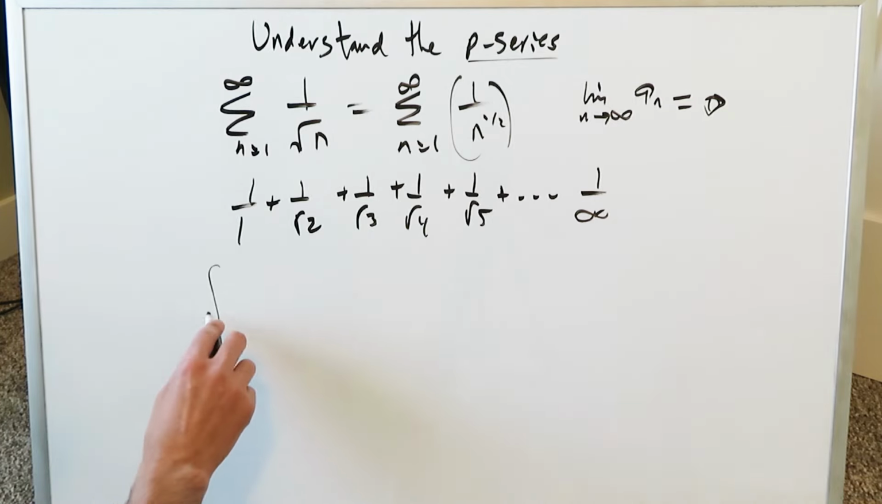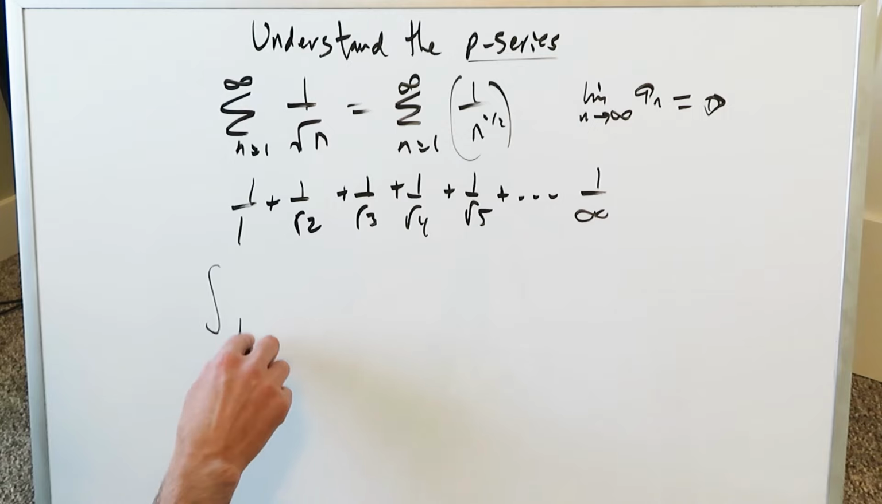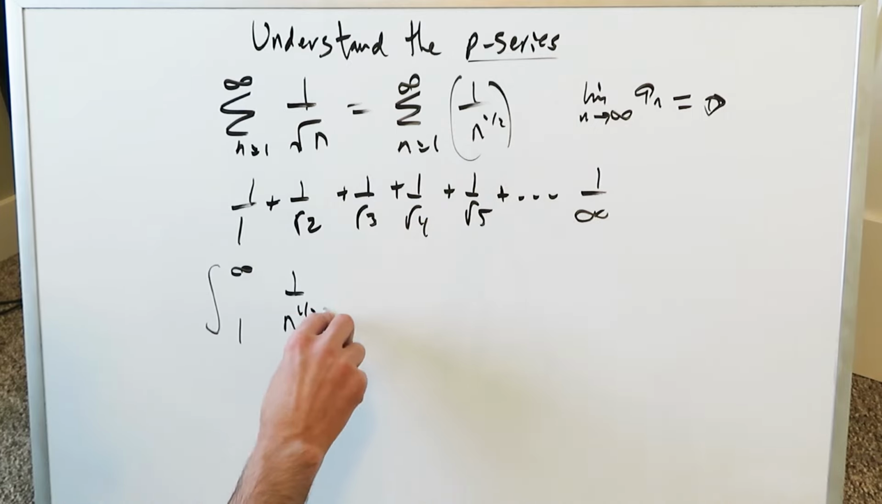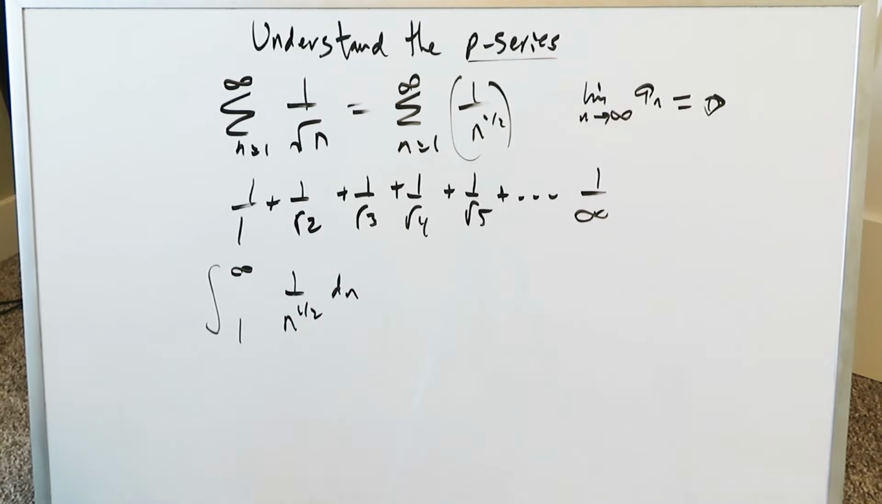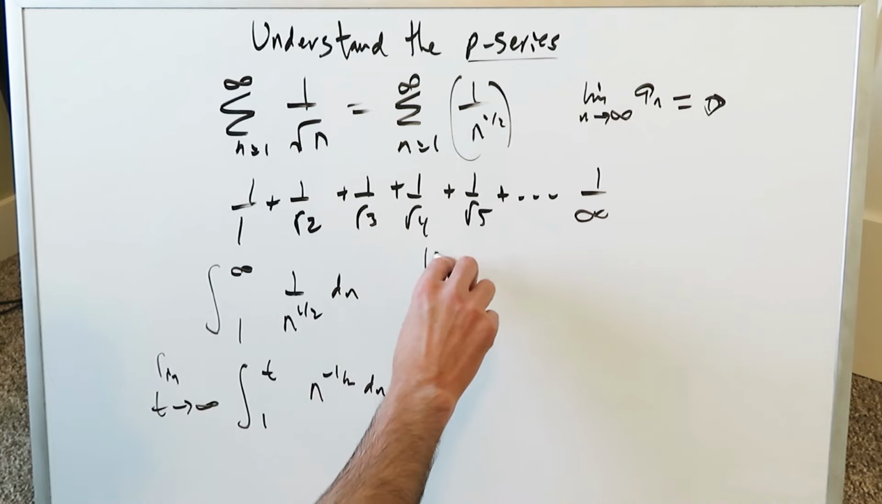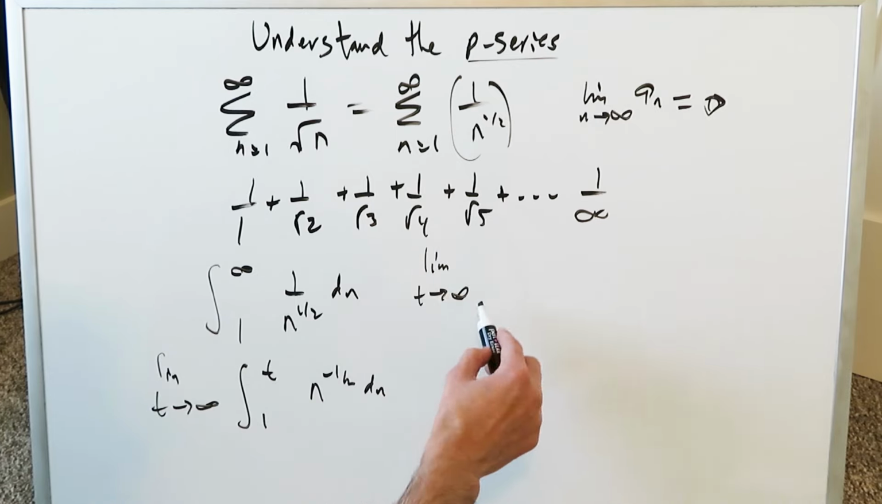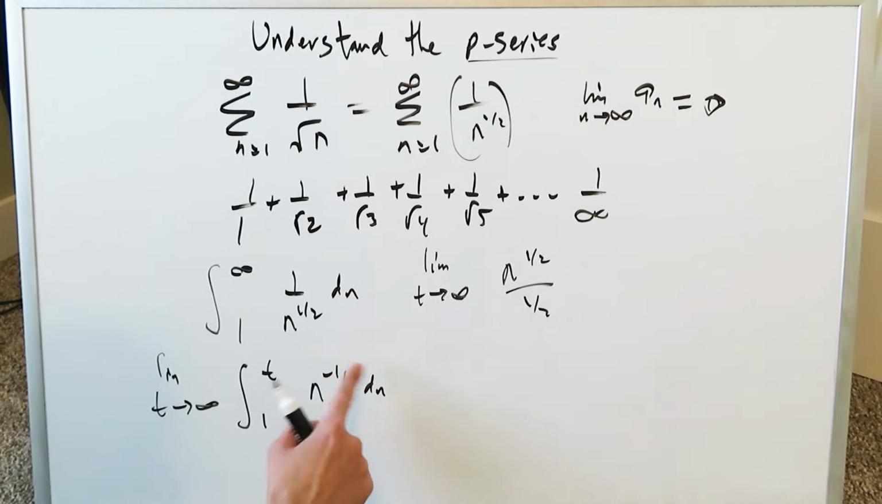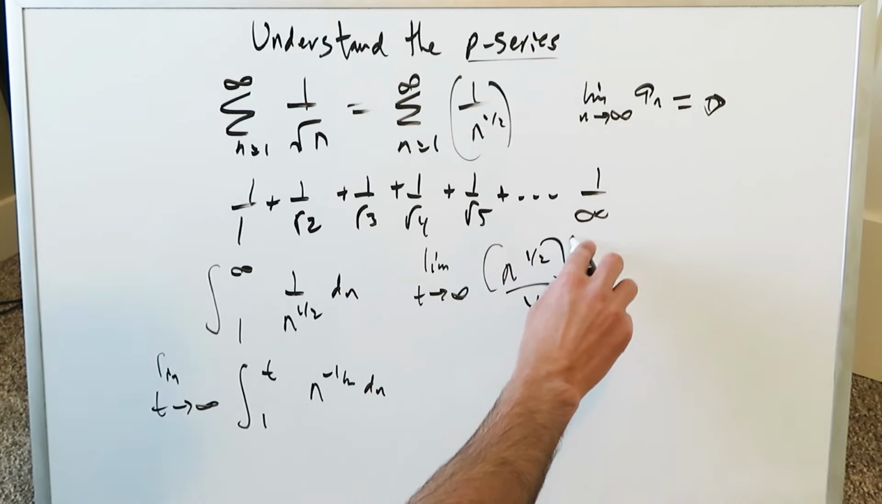We can do an improper integral here from 1 up to infinity of 1 over n to the power 1 over 2. We can look at it that way. If you want, you can do this in a formalized manner: limit as t approaches infinity, from 1 up to t, of n to the power minus 1 over 2 dn. Then limit as t approaches infinity of n to the 1 over 2 divided by 1 over 2, n plus 1 divided by n plus 1. You remember that polynomial rule.